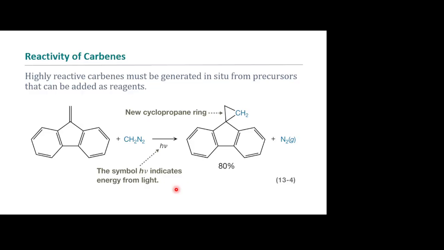So they are highly reactive. These have to be generated in situ from precursors typically. They cannot just be purchased from a manufacturer and then, hey, you've got carbene that you can use. You have to make these so that they can be used.